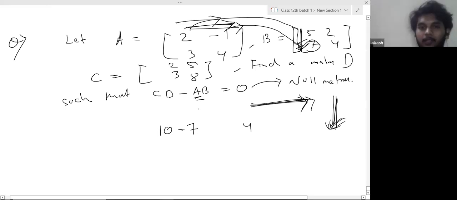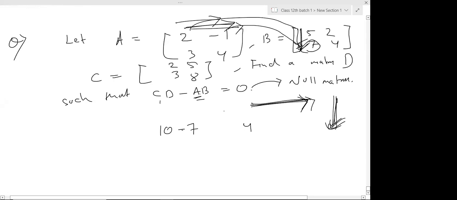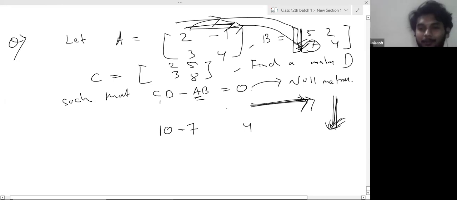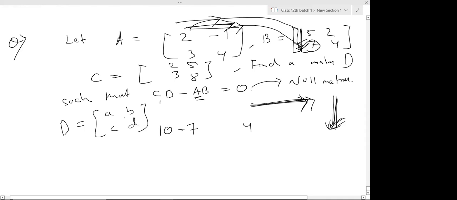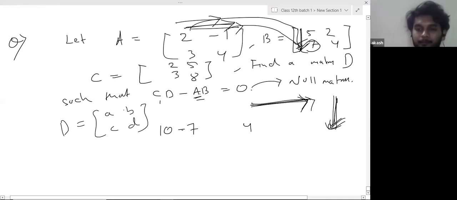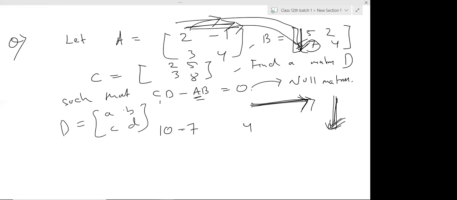No division. You want to solve by taking AB to this side, then dividing by C. Yes, sir, I was also going to do that, but I don't know how to divide. No, you cannot. Matrix division is actually not possible. But what you can do here is assume the matrix D as some A, B, C, D. Solve with respect to this, then compare and find the values of A, B, C, D. All right. Okay, sir.